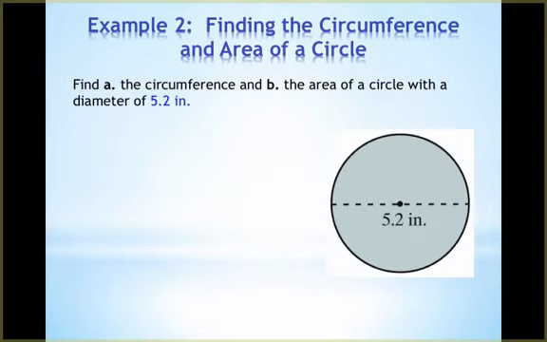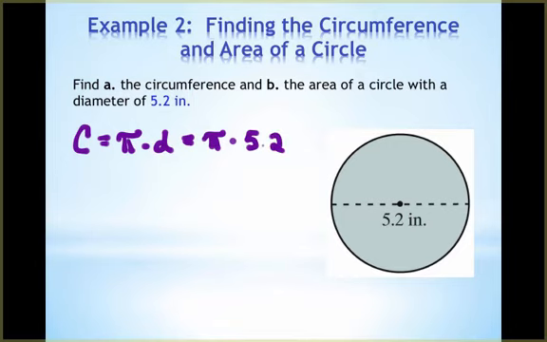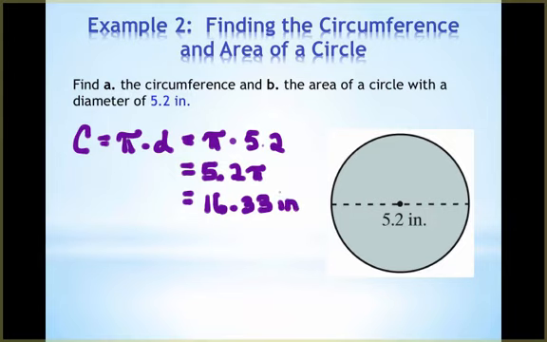In example 2, we're going to find the circumference and the area of a circle that has a diameter of 5.2 inches. So remember that our formula for circumference is pi times diameter. Since we know our diameter, that's going to be pi times 5.2, which is 5.2 pi. But then we can get our calculator and find out that that is 16.328, but we'll go ahead and round that to 16.33, and since we're measuring in inches, our units for circumference is inches.